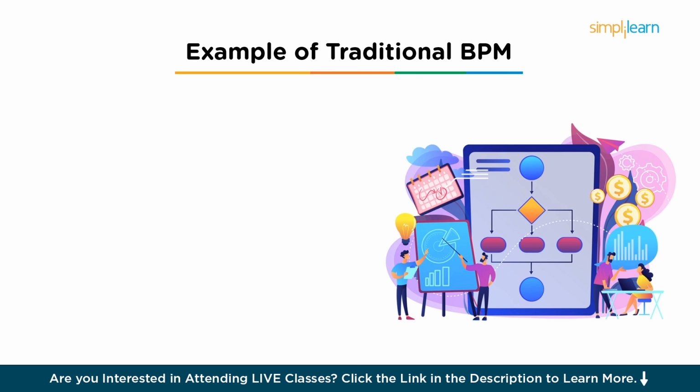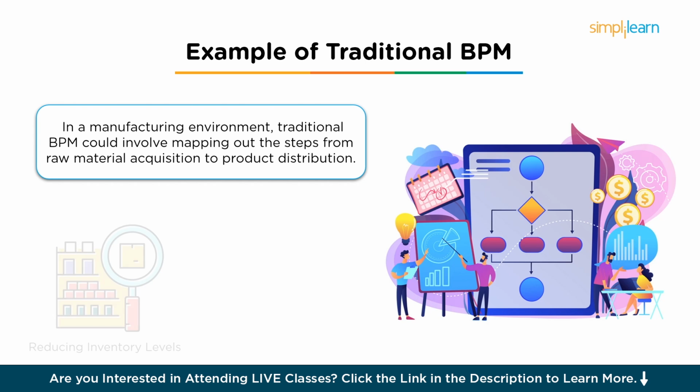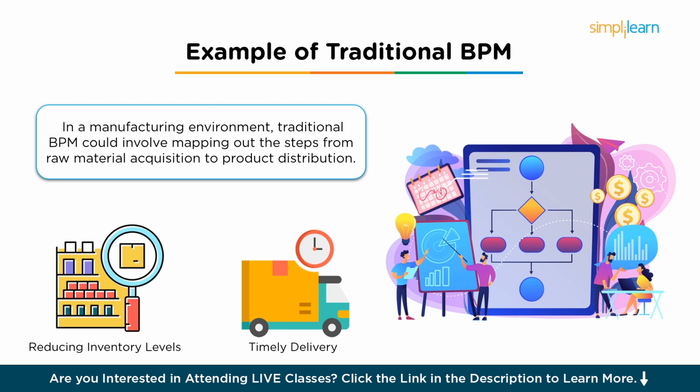Example of traditional BPM in practice. In a manufacturing environment, traditional BPM could involve mapping out the steps from raw material acquisition to product distribution. This ensures the entire process is understood, and optimization can occur at various stages, such as reducing inventory levels or ensuring timely delivery of raw materials.